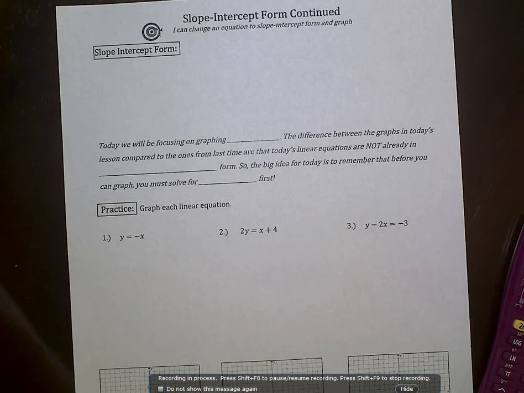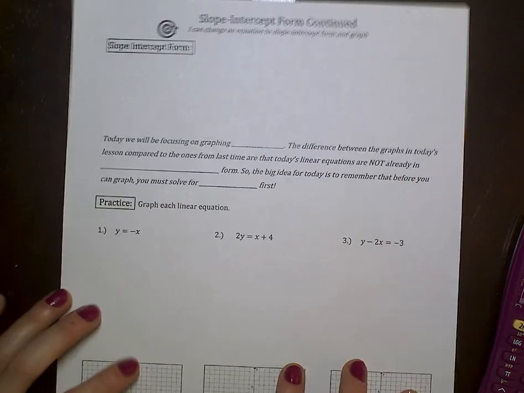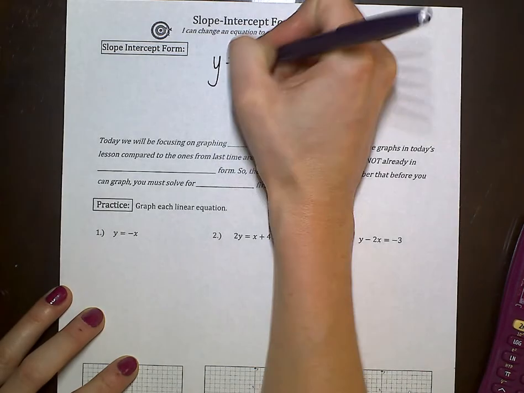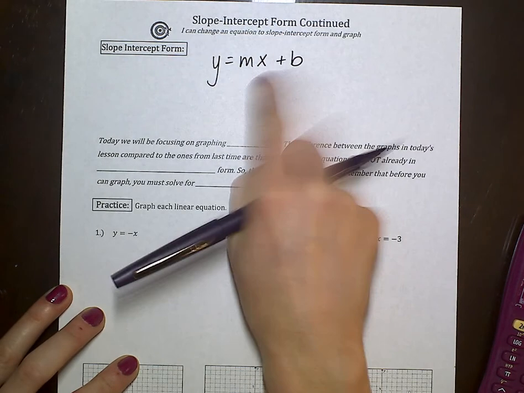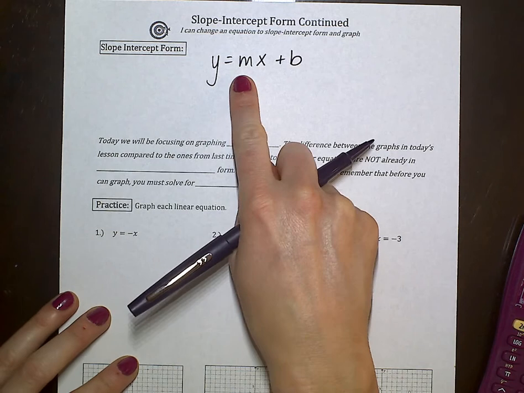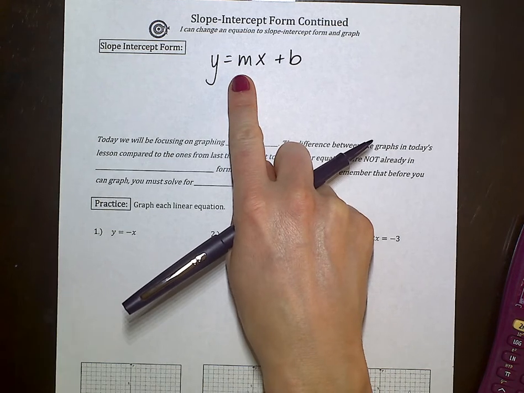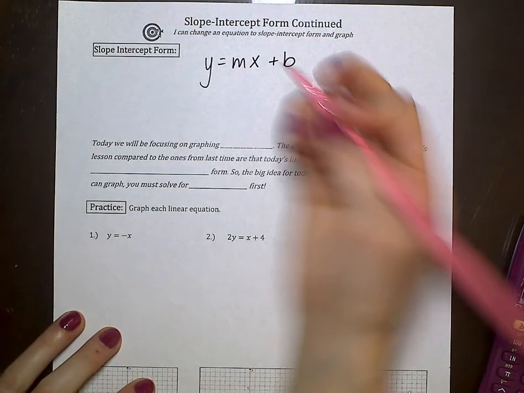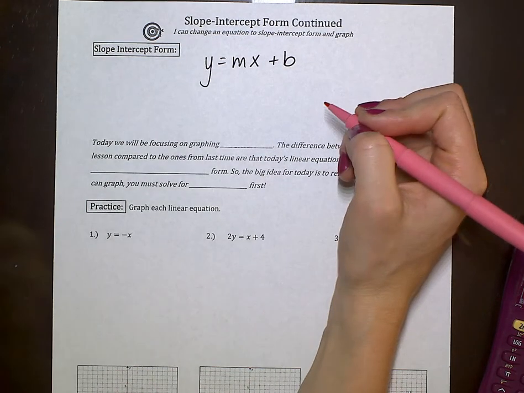We're continuing talking about slope-intercept form today. So let's remind ourselves from last time what that looks like. That's the equation y equals mx plus b. So this is for linear equations, graphs that look like lines. Remember, this is the most common form that we'll use to write an equation for a line.